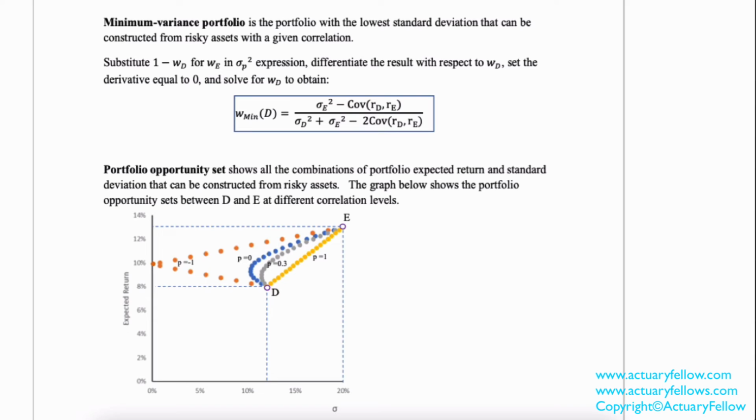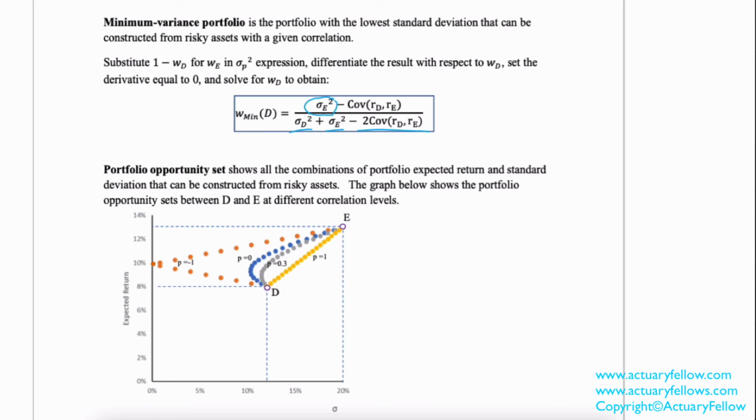The minimum variance portfolio has the lowest standard deviation that can be constructed from risky assets with a given correlation. The formula for the weight on the debt fund in the minimum variance portfolio is the variance of the equity fund minus the covariance, divided by the sum of the debt and equity fund variances minus 2 times the covariance.